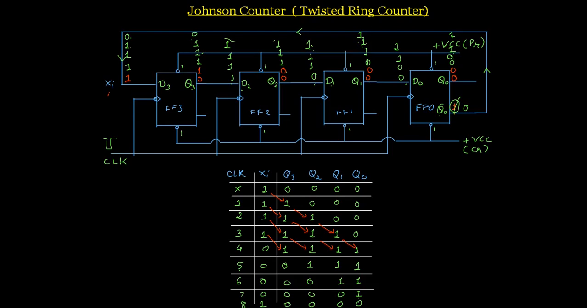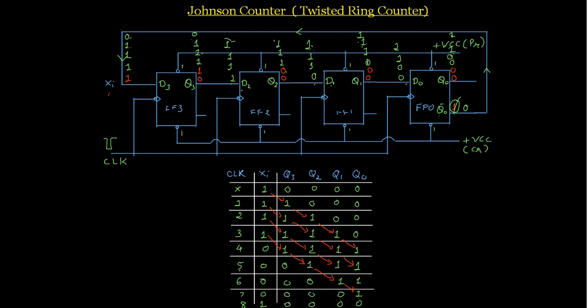So here again if you see, this one is transferred here, this one is transferred here: the Q3 output is transferred to Q2, the Q2 output is transferred to Q1, and the Q1 output is transferred to Q0. So in this way you can see after the 8 clock pulses, your shift register is going to be reset.